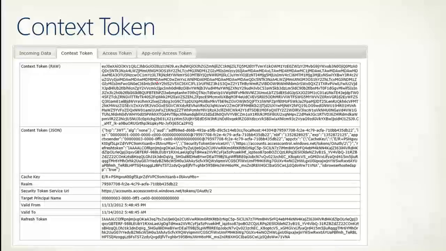You have the security token service URL, so that's basically how it gets to ACS. The target principal name, which is basically another identifier for ACS. And you can see that the context token is valid for 12 hours. And then they also pass this thing called the refresh token. And the idea is, if you hold on to the refresh token and you store it in your database, that thing is good for 6 months for you to be able to go and basically get access tokens.